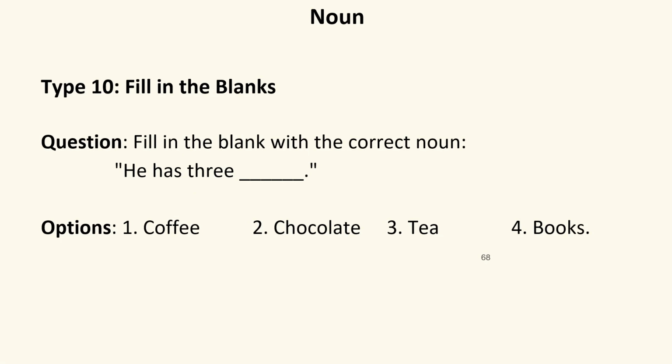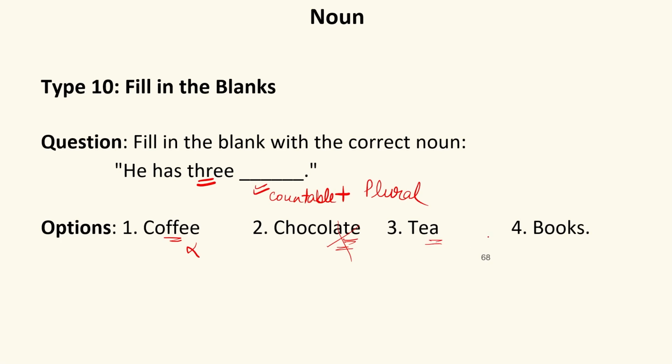Fill in the blank with the correct noun. He has 3. Now we have the word 3. 3 is a number, it means the noun that will come over here should be countable. Then it should be plural because 3 is plural. Now if we look at the word coffee, coffee is uncountable. We can measure it, but we cannot count it. Chocolate, yes, of course we can count, but this is not plural over here. That's why it will not come.